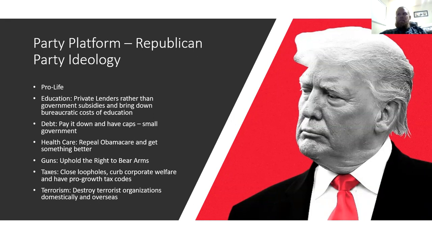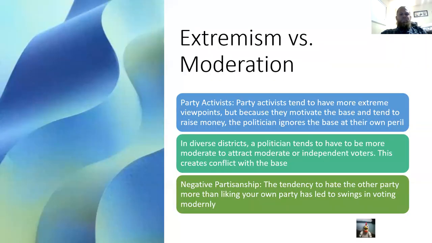And then in terms of terrorism, Republicans tend to be a little more willing to go after them directly and destroy terrorist organizations, both domestically and overseas. This obviously means killing a lot of bad guys. So just saying. All right, so in terms of extremism versus moderation.